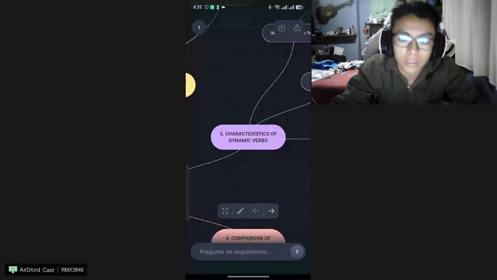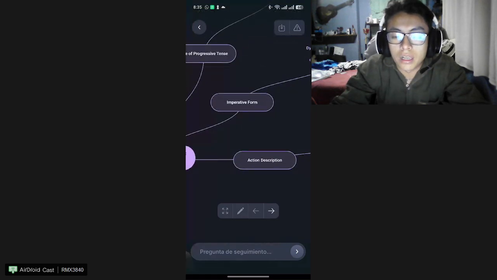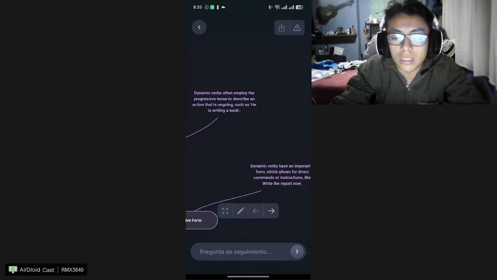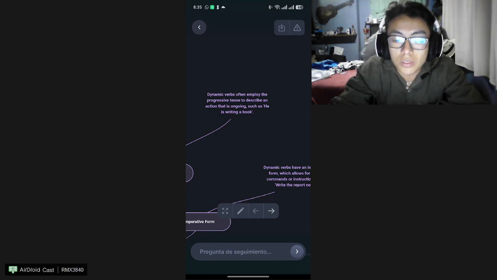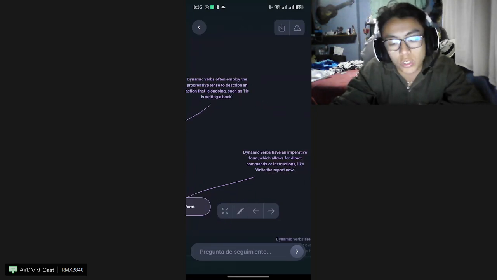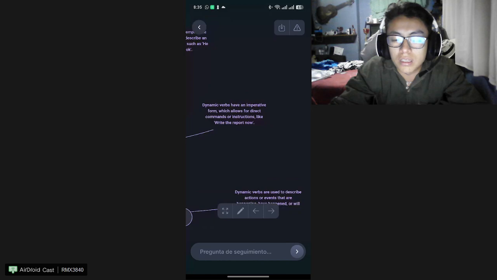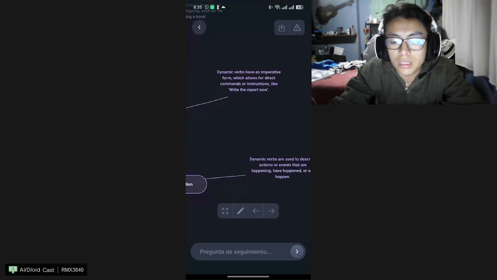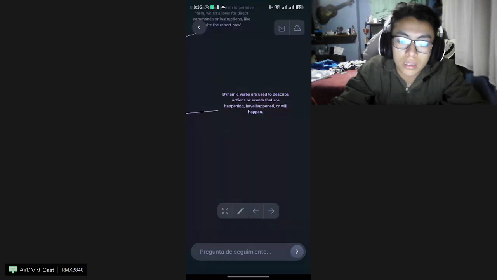Part three: characteristics of dynamic verbs. Use of progressive tense. Dynamic verbs often employ the progressive tense to describe an action that is ongoing, such as, he is writing a book. The imperative form: dynamic verbs have an imperative form, which allows for direct commands or instructions, like, write the report now. Action description: dynamic verbs are used to describe actions or events that are happening, have happened, or will happen.